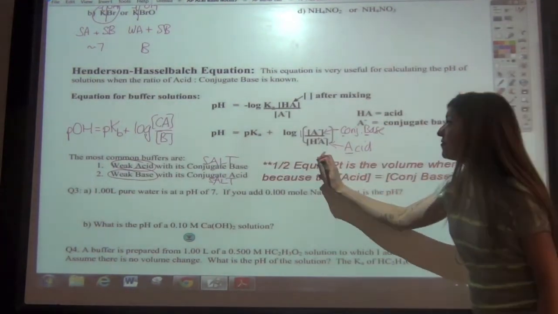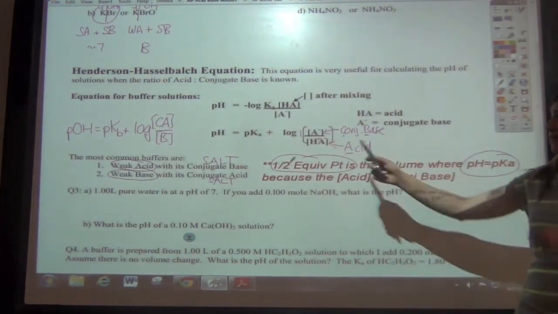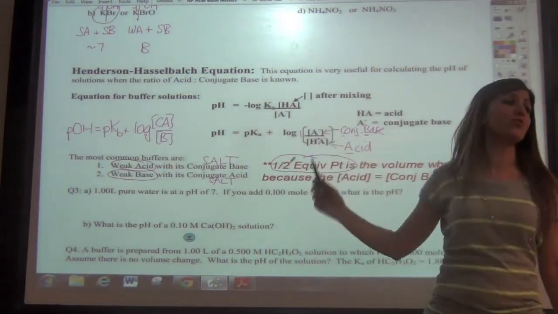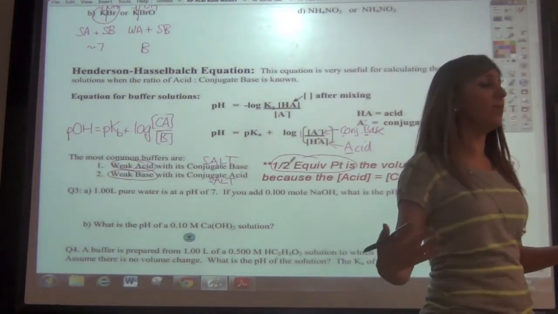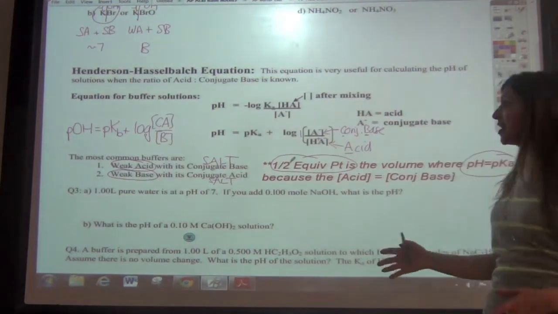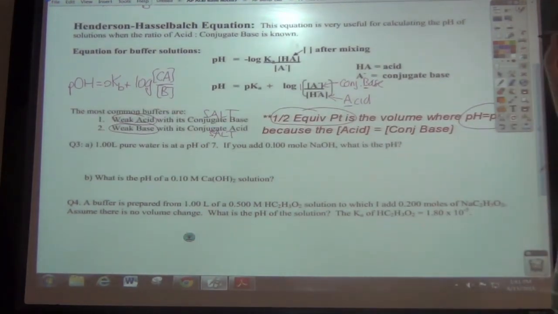So at half the equivalence point, the concentration of each one of these would be equal to each other, and that's something good to know if you were looking at a graph or a multiple choice problem and they asked you something like that. So if you guys want to write that down too so that you have it.